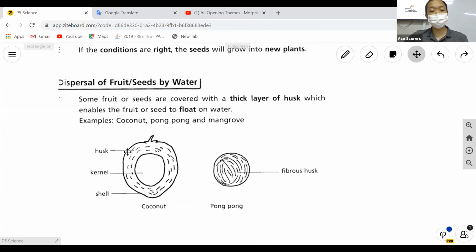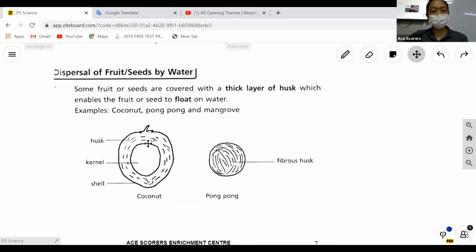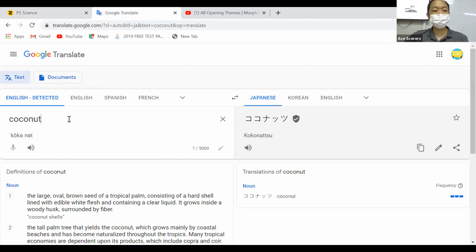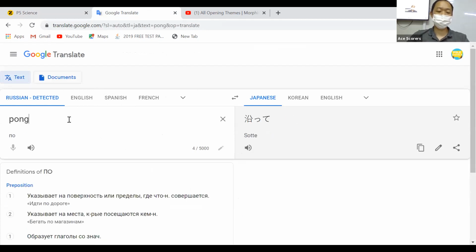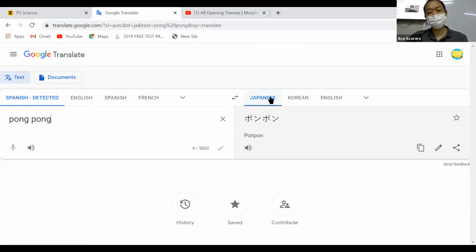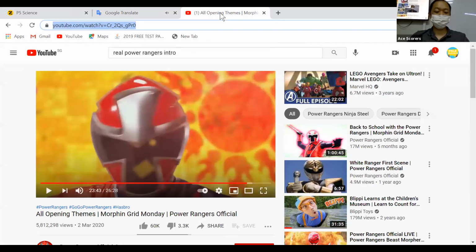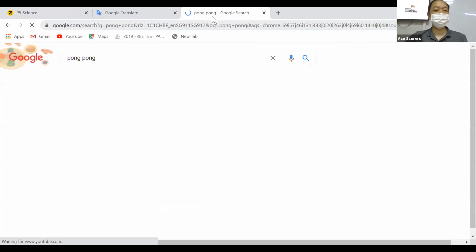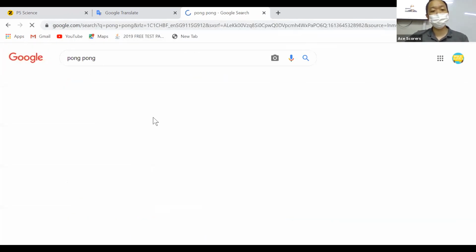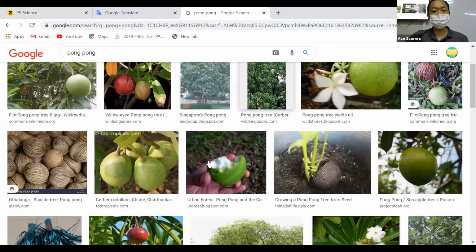So fruits like this, with this husk, right? They will be dispersed by water, right? What's pong pong? Fibrous husk. Let's ask her. Pong pong. Nobody likes the pong pong. So they cannot be eaten, right? You can't. It is poisonous.